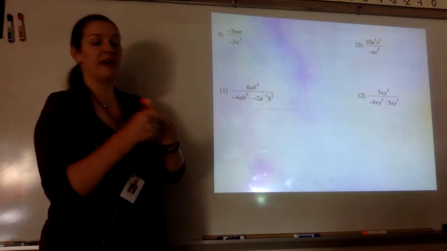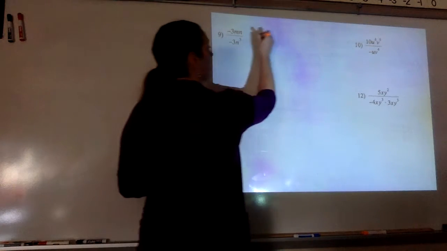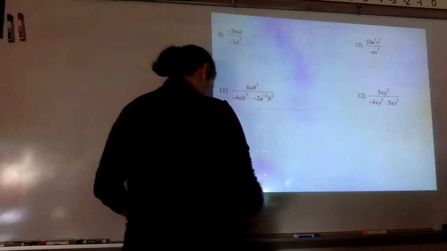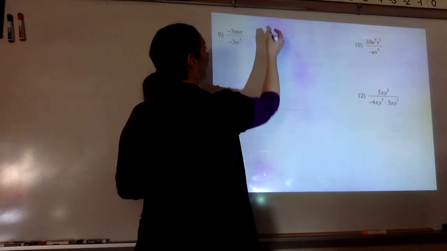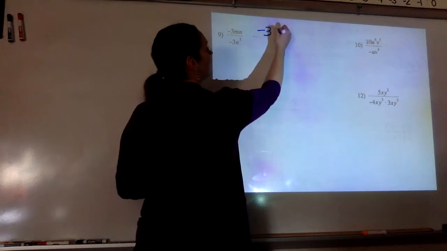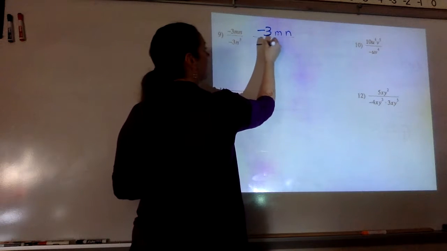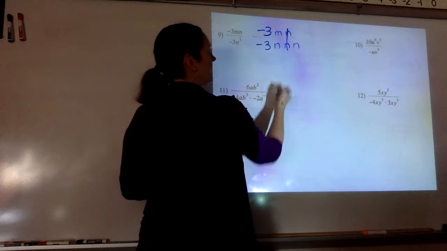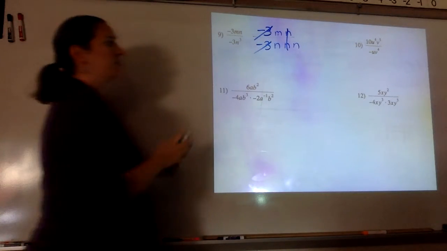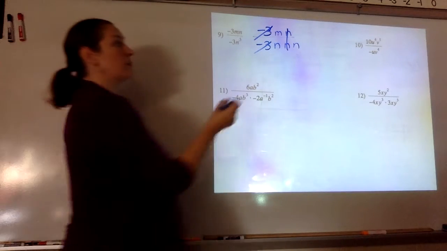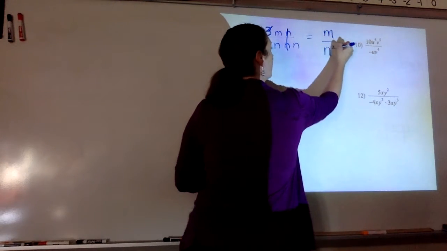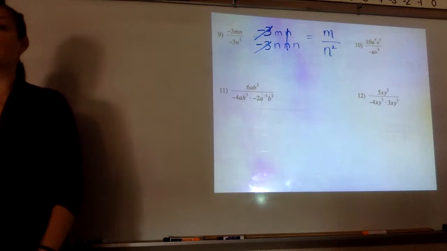Number 9. Again, we're back to division. Draw our fraction bar. Negative. All right, -3, m, n, -3, 3 n's. 1 n cancels, the -3 cancels. What does that leave me with on the second floor? M, and in the bottom? 2 n's known as n squared.